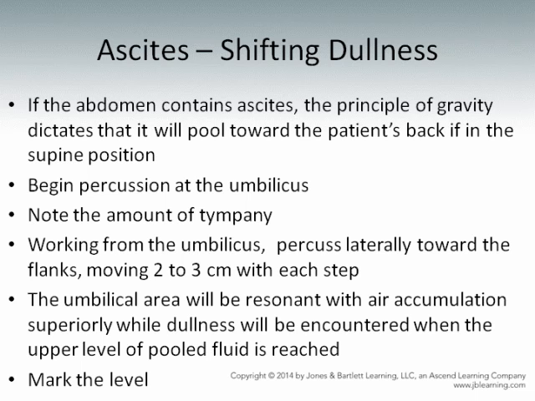For shifting dullness, if the abdomen contains ascites, the principle of gravity dictates that it will pull toward the patient's back if in the supine position. You want to begin percussion at the umbilicus and note the amount of tympany. Working from the umbilicus, percuss laterally toward the flanks, moving 2 to 3 centimeters with each step. The umbilical area will be resonant with air accumulation superiorly, while dullness will be encountered when the upper level of pooled fluid is reached. So you want to mark that level.